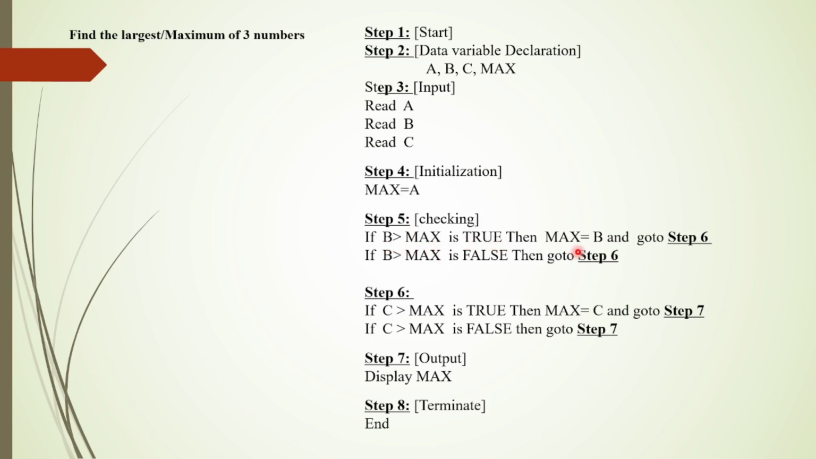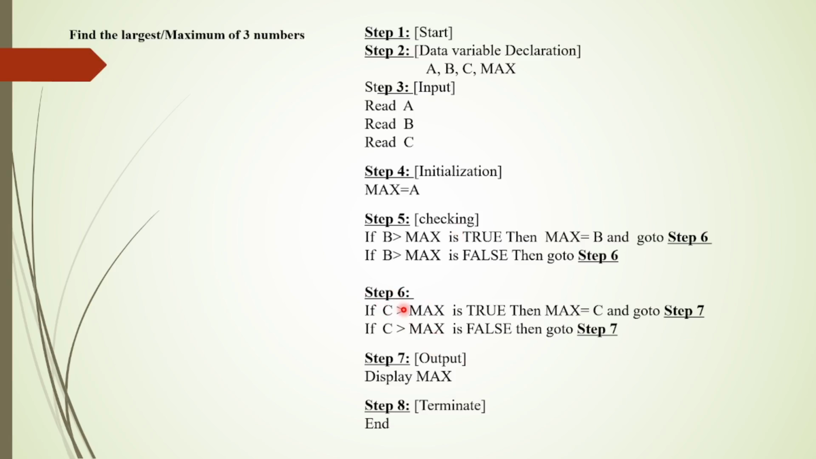If it is true, then you say the second number is the max. Just replace it. Otherwise, what will happen if it is false? Then go to the next checking. Where is that next checking? Step 6. If it is true, then go to the next check as well. It means in both cases, you need to come to this particular step.